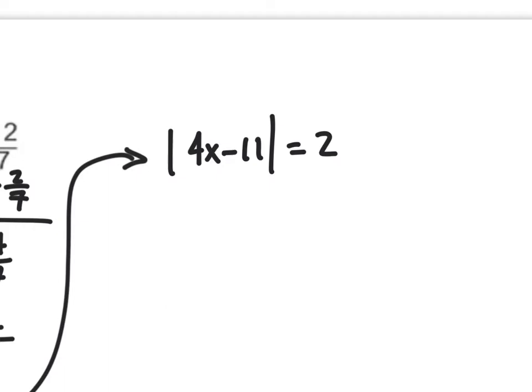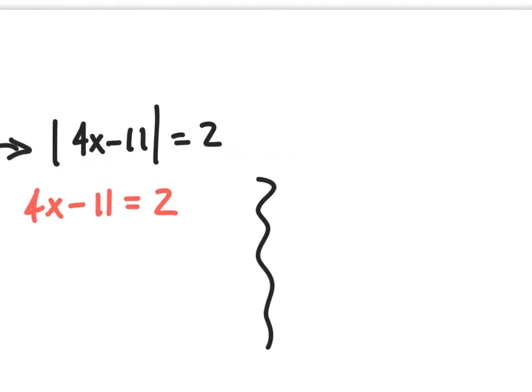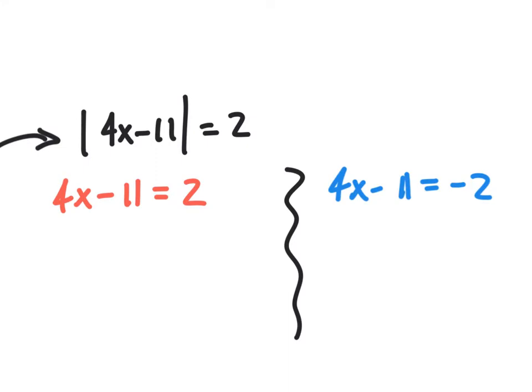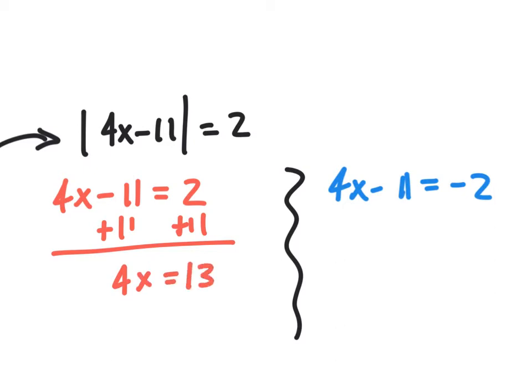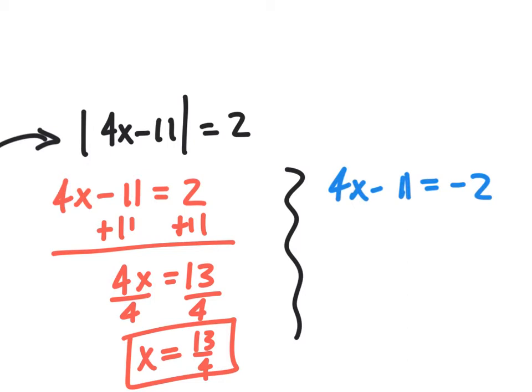Now, to get rid of my absolute value, I have two options. I set 4x minus 11 equal to positive 2, and I set 4x minus 11 equal to negative 2. That's how I get rid of my absolute value every single time. Then I add 11 to both sides, and I get that 4x is equal to 13. Divide by 4, and I get that x is equal to 13/4. It's totally reasonable to get a fraction as your answer.